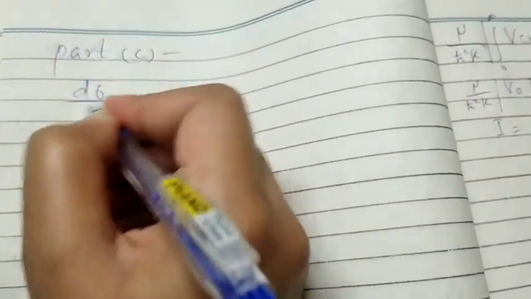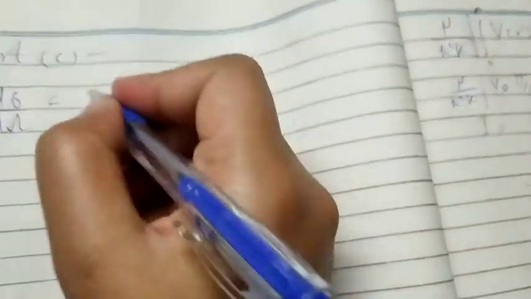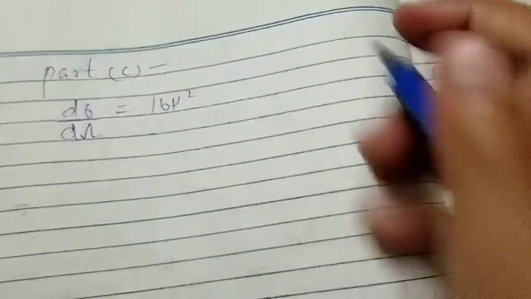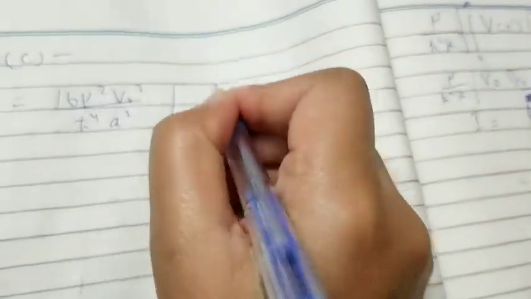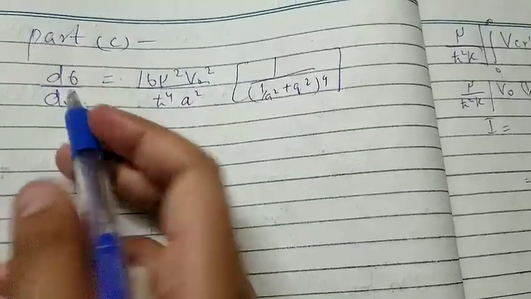Now for the part C, we need to find out the total cross section, and for this we need to integrate the differential cross section that we got. So the differential cross section that we obtained was 16 mu square v naught square h cut 4 a square. We need to find out the total cross section.